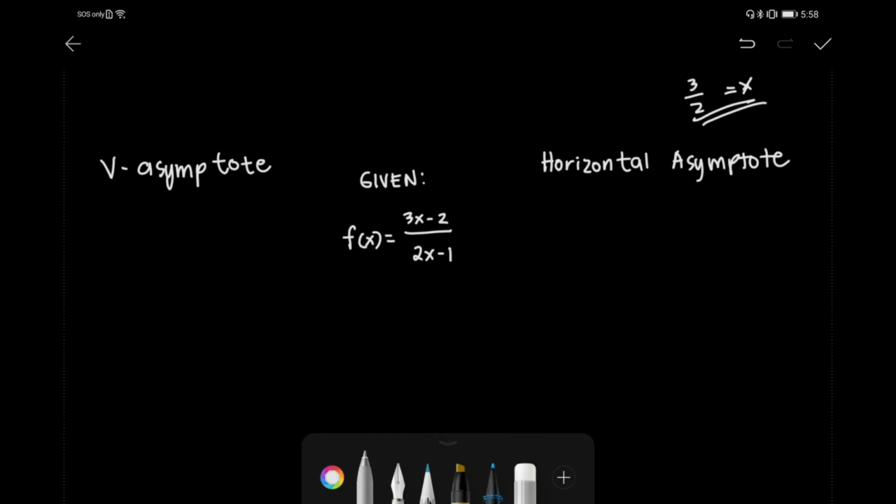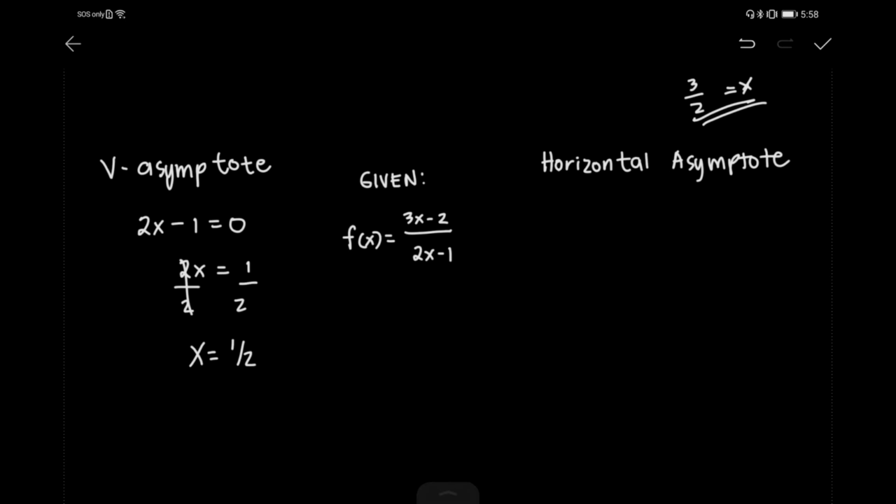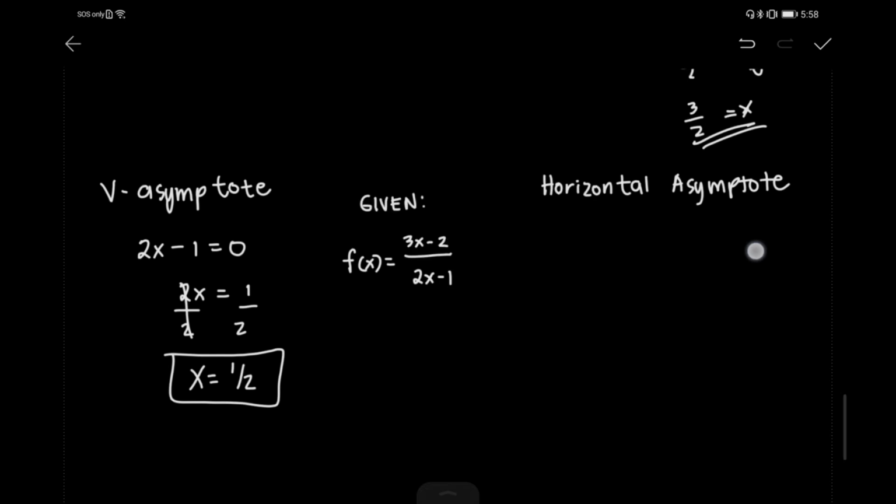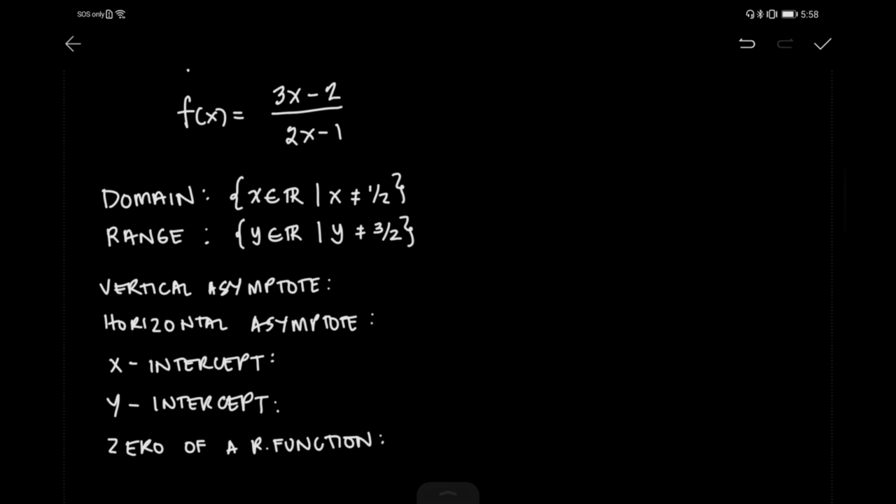So, para makuha natin yung ating vertical asymptote, what we're going to do is we're just going to equate the denominator equal to 0. So, kailan magza-0 yung 2x minus 1? Kailan siya magza-0? So, of course, this is 2x. Lipat sa kabila yung 1. So, this is 2, 2. So, ang x natin is equal to 1 half. So, therefore, yung ating vertical asymptote is located siya doon sa x which is equal to 1 half. Okay? So, vertical asymptote is x equals 1 half.